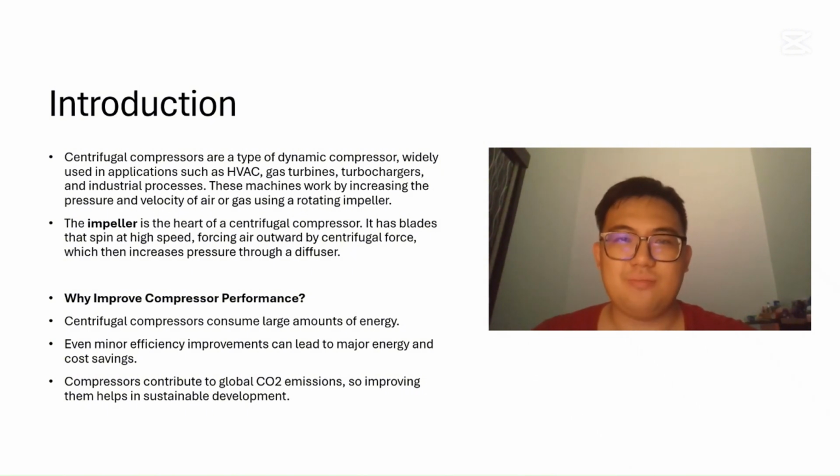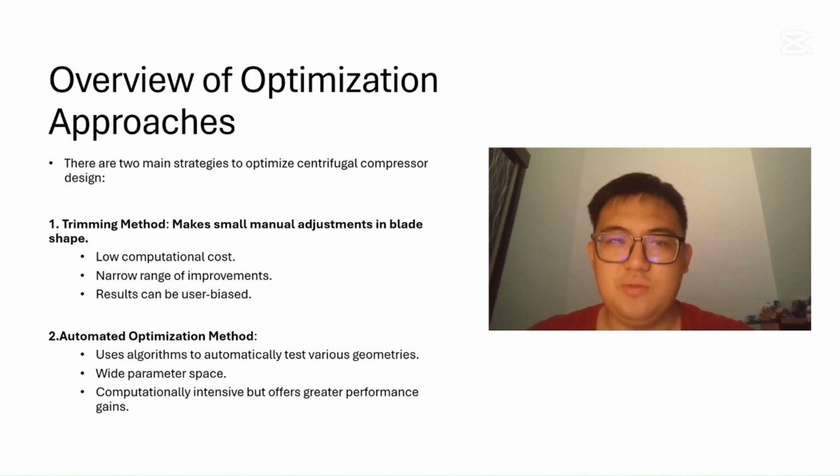There are 2 main strategies for improving the centrifugal compressor design. The first one is the trimming method. This involves manually adjusting the blade shape. It's simple and low cost, but limited in scope and prone to designer bias.